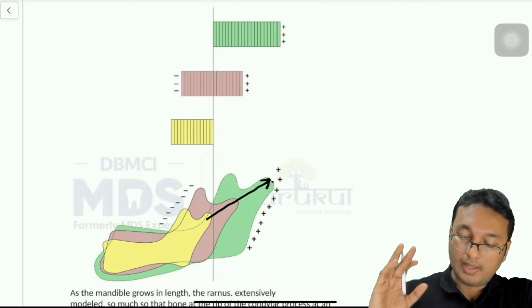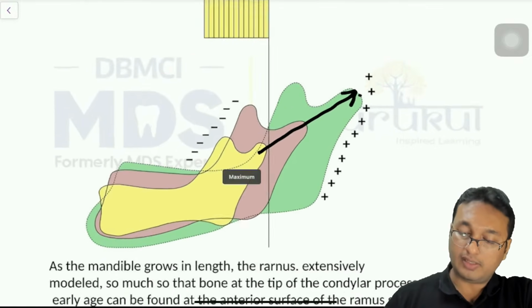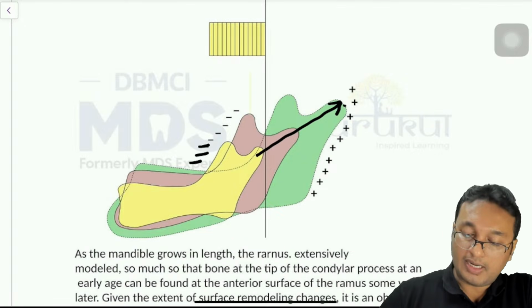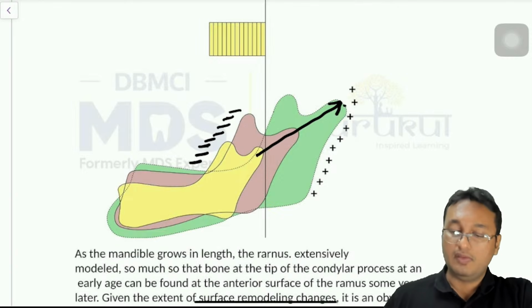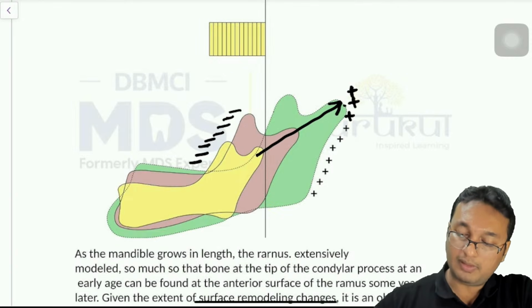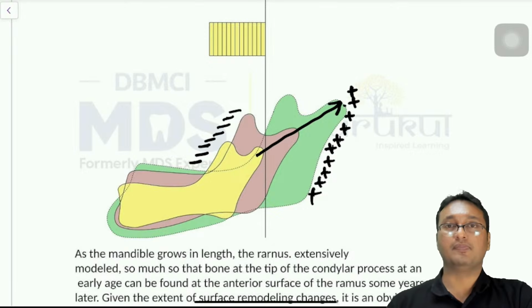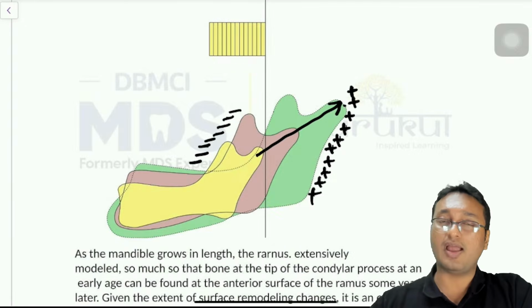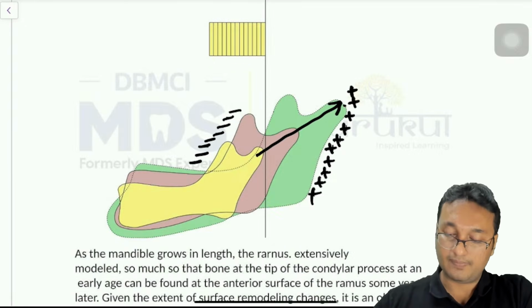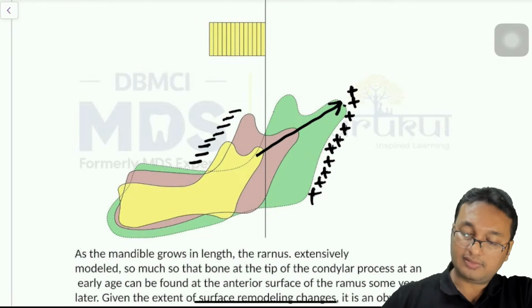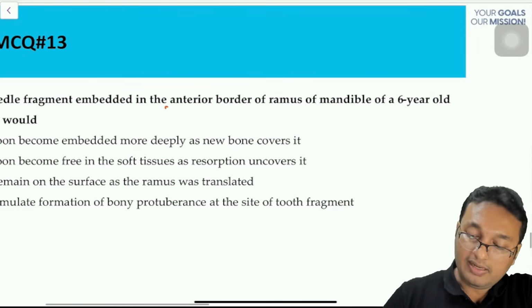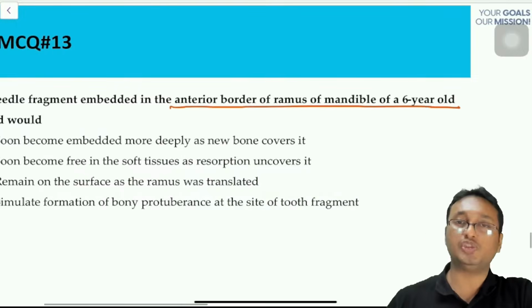Now we have discussed earlier that the anterior border of the ramus of the mandible undergoes severe resorption, whereas the posterior border of the ramus of the mandible undergoes severe bone deposition with time, as the person ages, as the child matures towards teenage and young adult and finally an adult. Now you know the question is asking that a needle fragment embedded in the anterior border of the ramus of the mandible of a 6-year-old child.